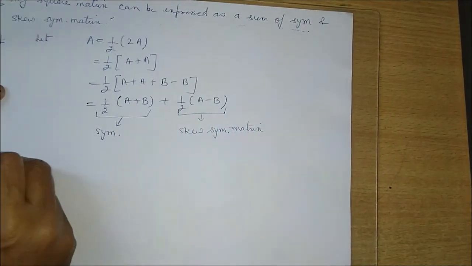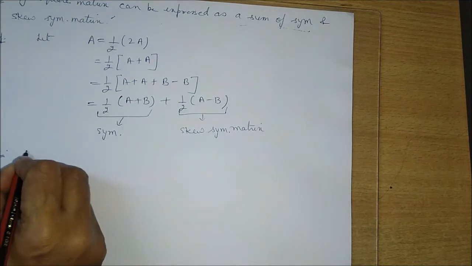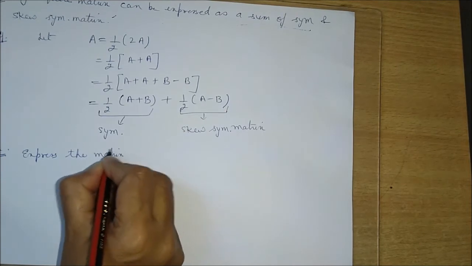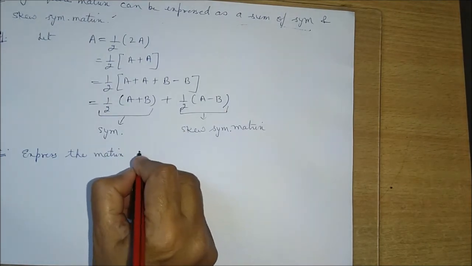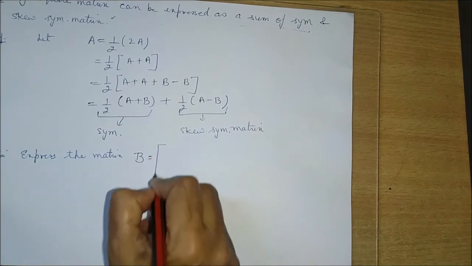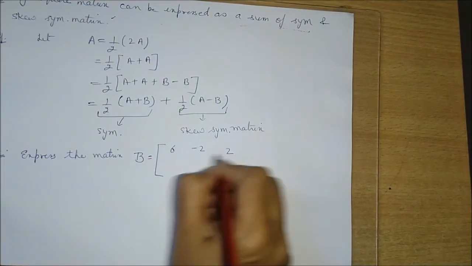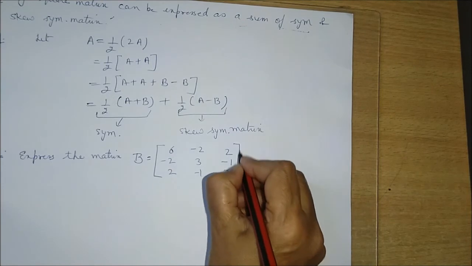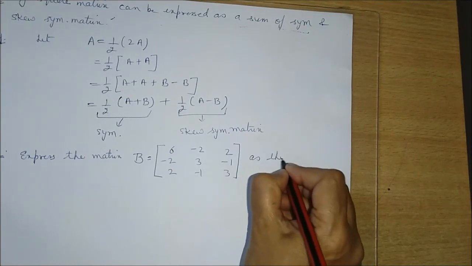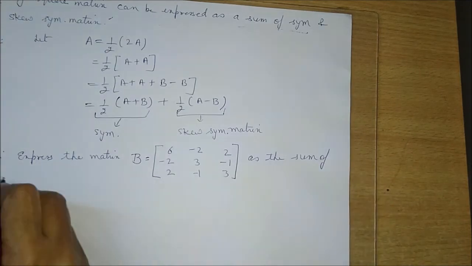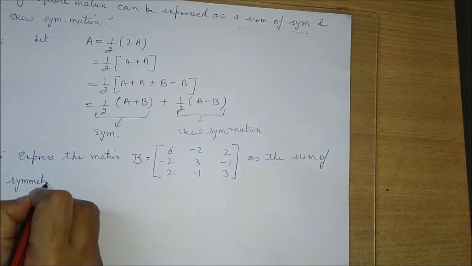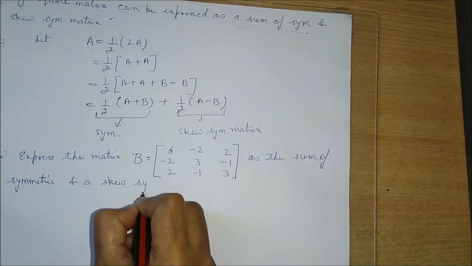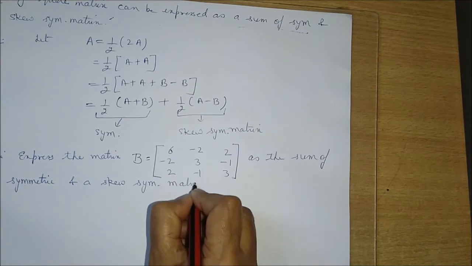For example, express the matrix B equals [6 -2 2; -2 3 -1; 2 -1 3] as the sum of a symmetric and a skew symmetric matrix.